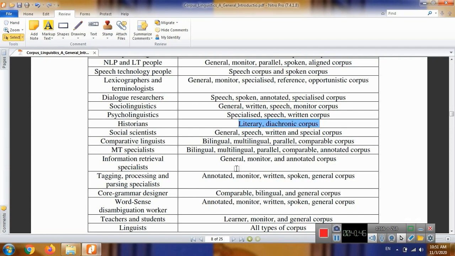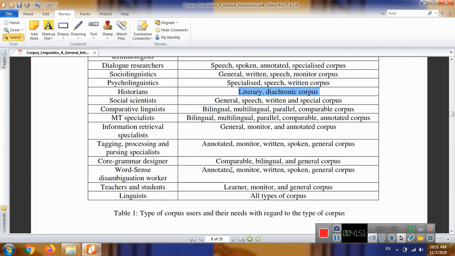Information retrieval specialists are concerned with the general, monitor, and annotated corpus. Tagging, processing, and parsing specialists are concerned with annotated, monitored, written, spoken, and general corpus. Core grammar designers deal with comparable, bilingual, and general corpus. Word sense disambiguation workers deal with annotated, monitored, written, spoken, general corpus.